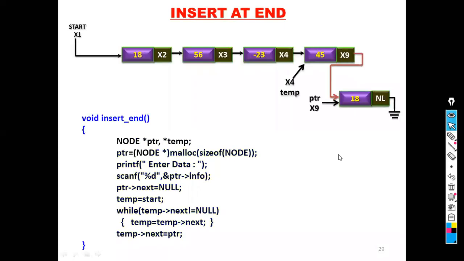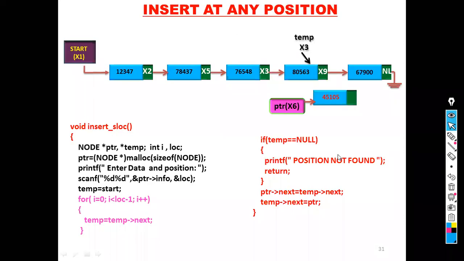Okay, so go to that slide. Just revise it. Here you have to move the pointer not to the specific position, but to the position previous to the specific position. After that, you have to do the second link. After that, you have to do the first link. Okay, so in this way, you can insert a node at any specific position.